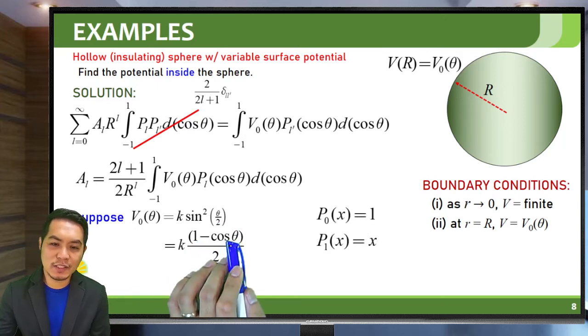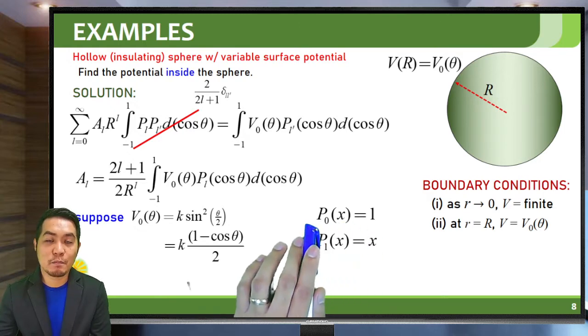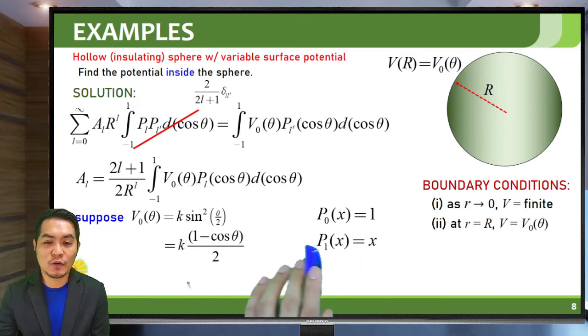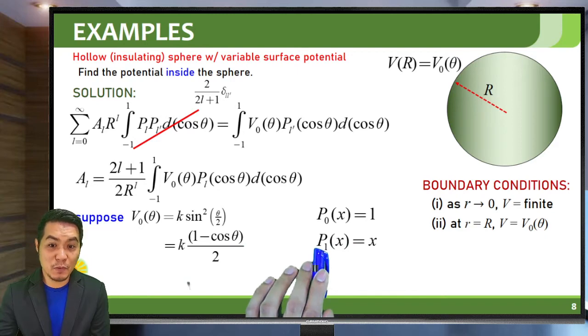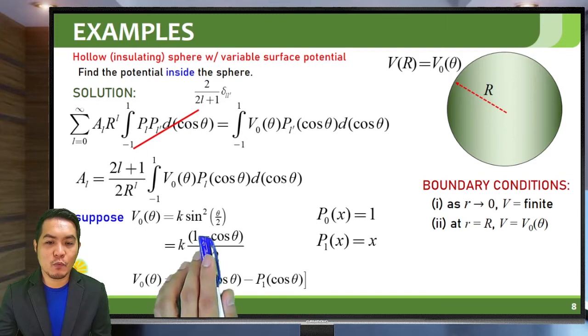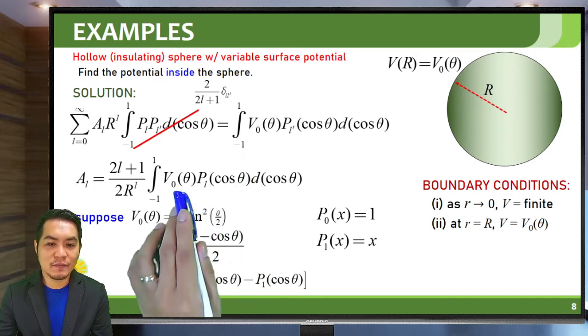Now, if you recall the first two Legendre polynomials, 1 can be represented as P0. And x, in this case, our x is cosine theta, so cosine theta can be represented by P1 of cosine theta. So we replace 1 by P0 of x, or P0 of cosine theta, and cosine theta, which is our x, we replace with P1 of cosine theta. So basically 1 is P0 and cosine theta is P1. We substitute this into our integral here.